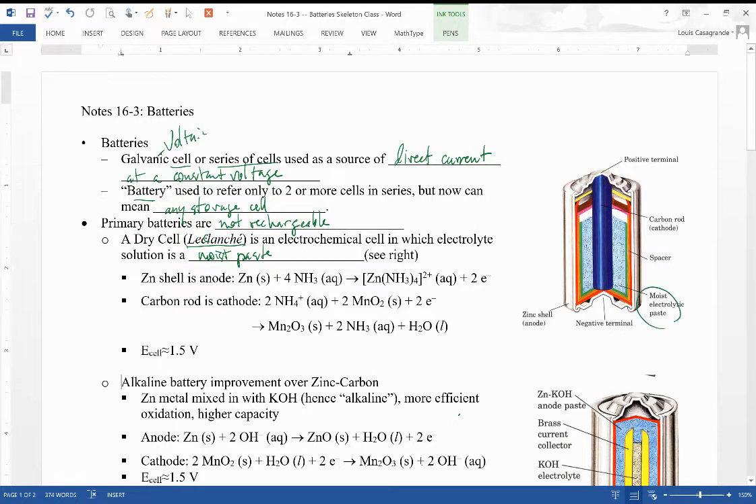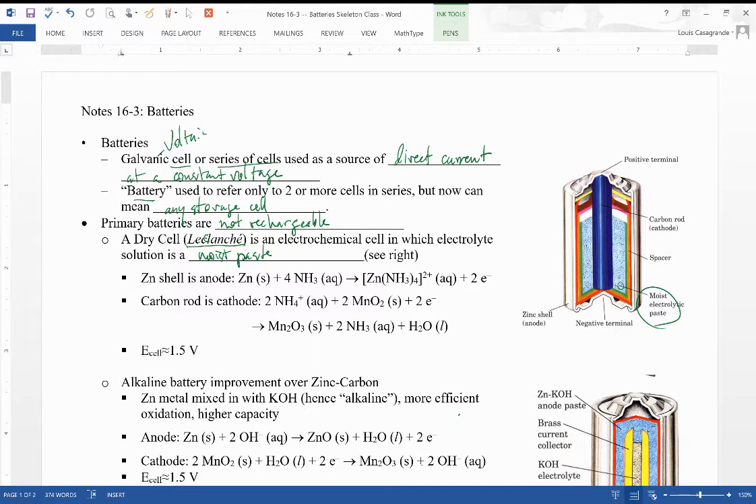And here we have the moist electrolytic paste. It's this blue stuff in here. And that moist paste kept everything together. It wouldn't allow sloshing or any sort of leakage, easy leakage anyway. And it basically has all the things that we need.